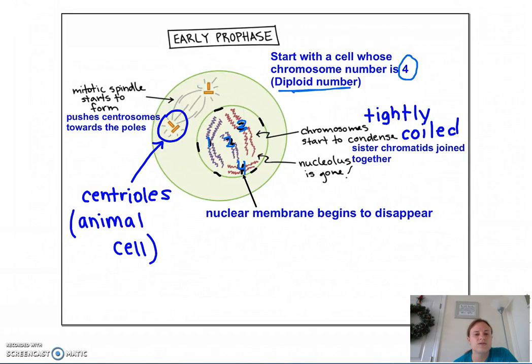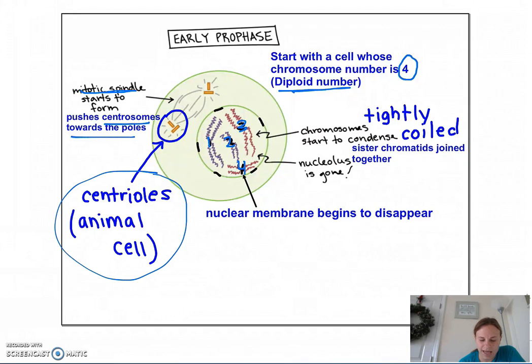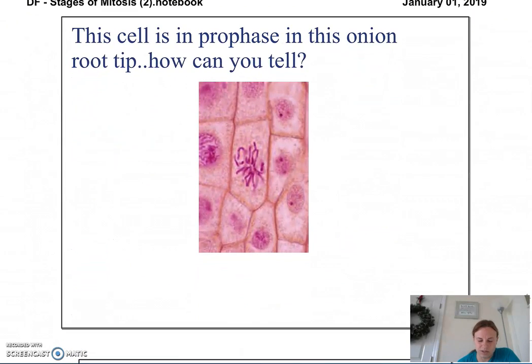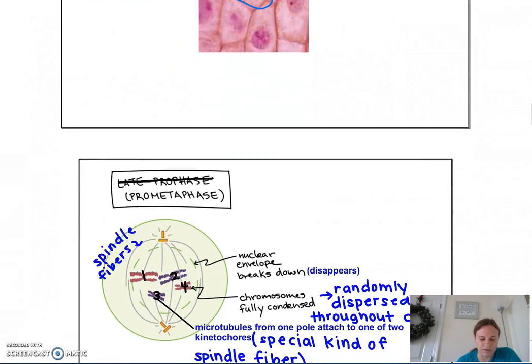So during early prophase, or just prophase, you've got the mitotic spindle starting to form, which pushes the centrosomes towards the poles. You've got centrioles only present in animal cells. The nuclear membrane begins to disappear. Your sister chromatids join together. You don't have a nucleolus anymore. That nucleolus is gone, and chromosomes are now tightly coiled. How can you tell that this cell is in prophase? Because you can see the linear chromosomes starting to form.